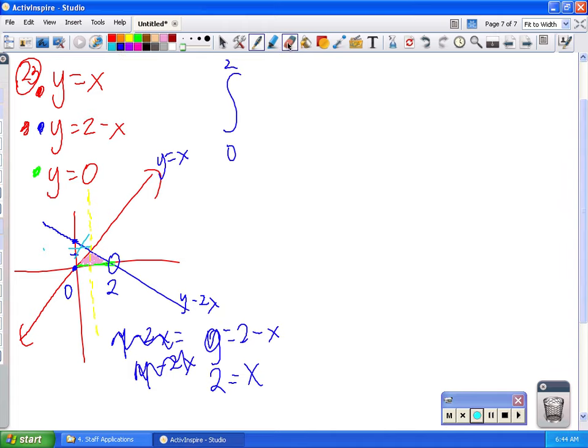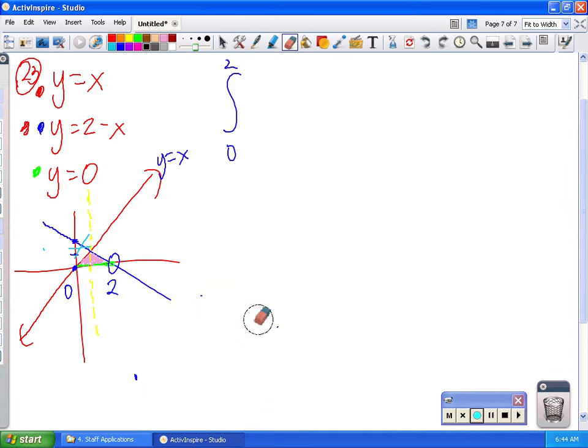So let me create myself some space down here, get rid of all this stuff. Okay, so I'm going to set x, click the pen, x equal to the other line, 2 minus x, add x to both sides, 2x is equal to 2, and x is equal to 1. So right here at 1, the top curve changes.